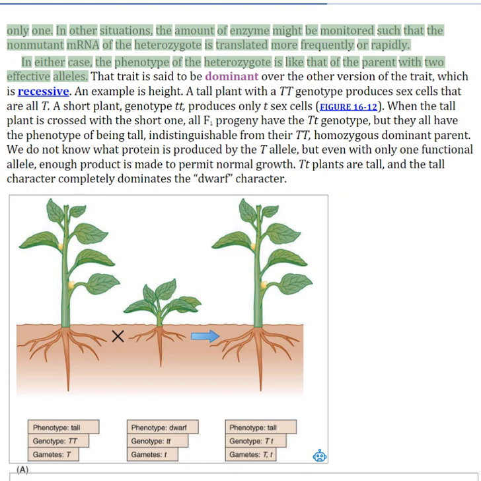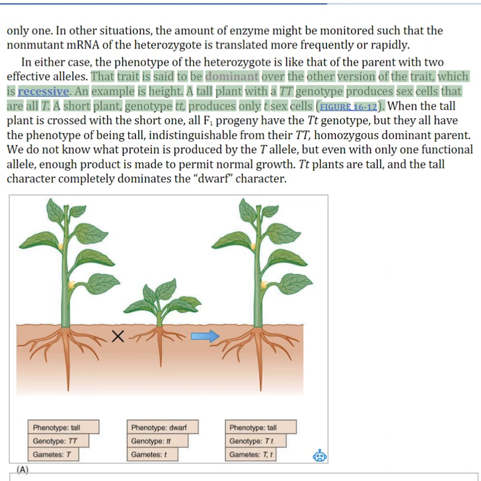In other situations, the amount of enzyme might be monitored such that the non-mutant mRNA of the heterozygote is translated more frequently or rapidly. In either case, the phenotype of the heterozygote is like that of the parent with 2 effective alleles. That trait is said to be dominant over the other version of the trait, which is recessive.